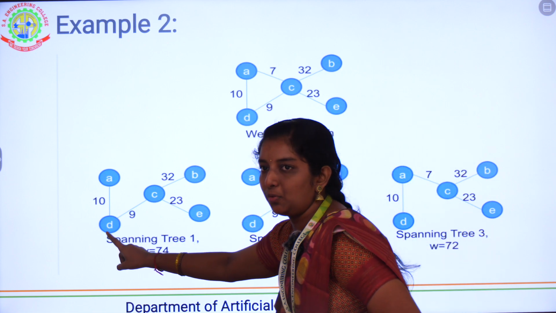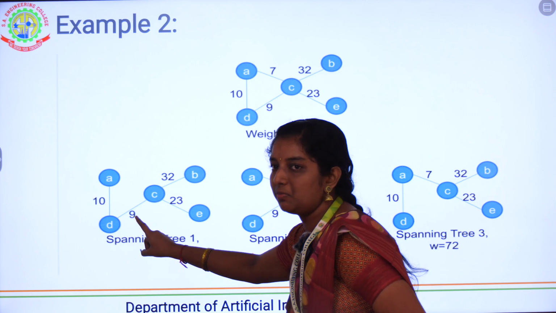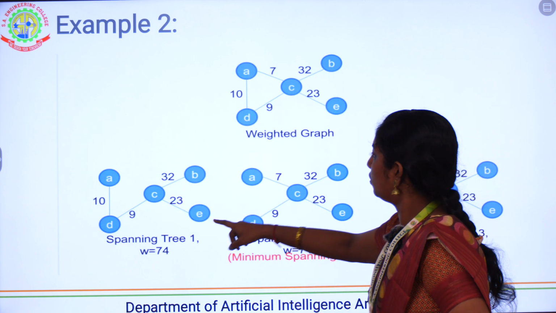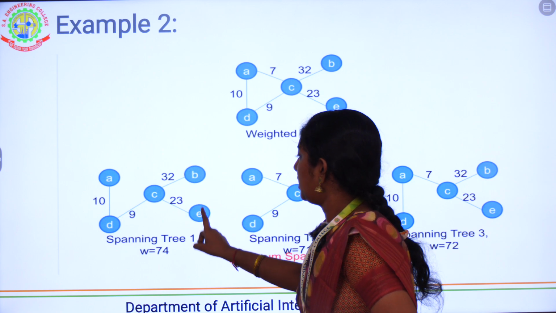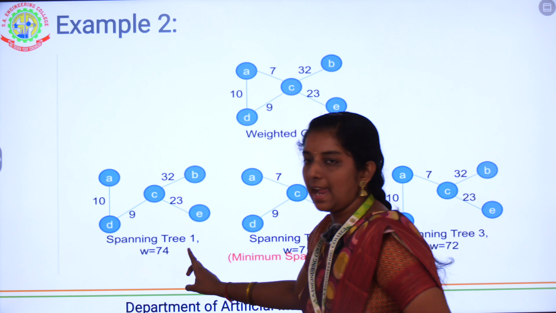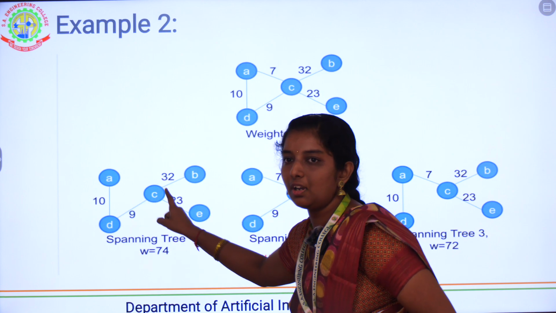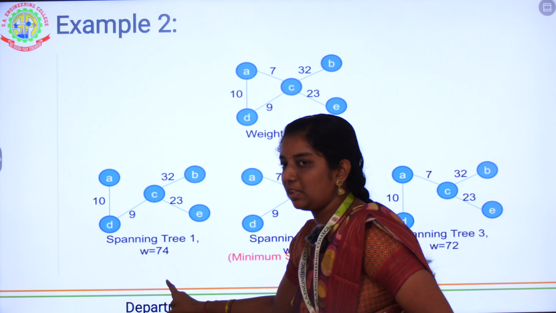So here they have to put the value of D to C, as the weighted value is minimum, 9, and then they compare with both nodes. So they have to put the possible way for taking both nodes B and E. For the first spanning tree, they have to calculate all the values and the sum of all the edges, which gives a weighted value equal to 74.